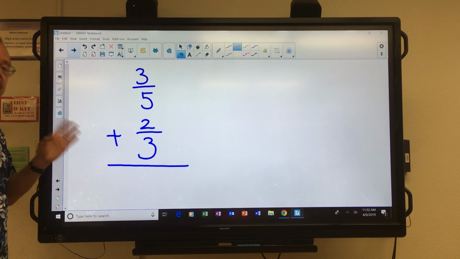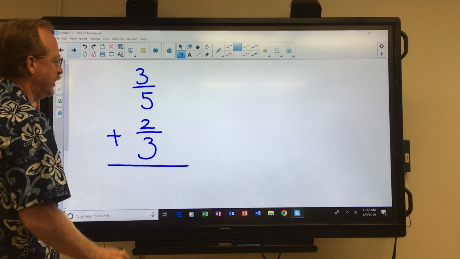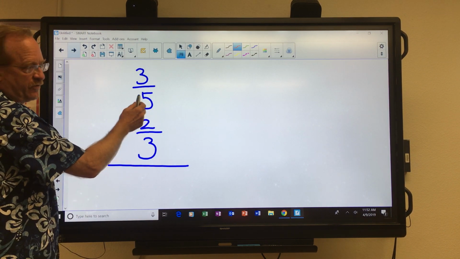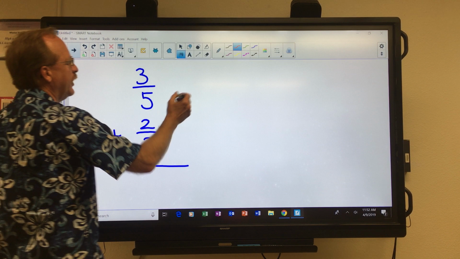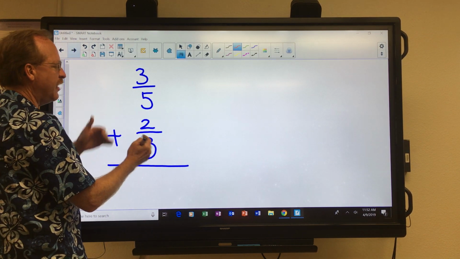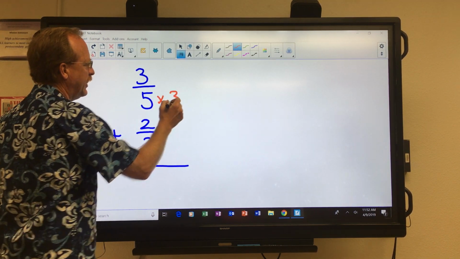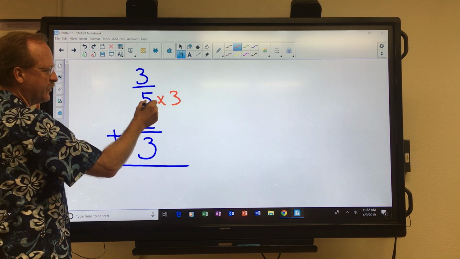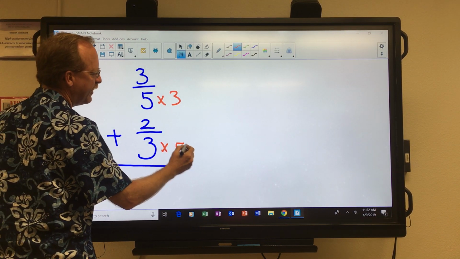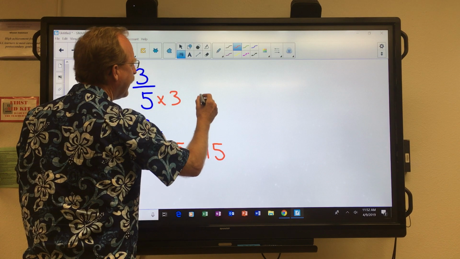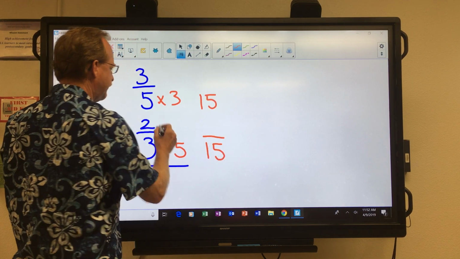Now sometimes you may need to change both, okay? For example, you really can't change 3 into 5. That's not doable. But if you multiply them by each other, you'll see something interesting happen. So I'm going to multiply that 5 by 3, and I'm going to multiply the 3 by 5. And if you look, that's nice, comes out to 15ths.